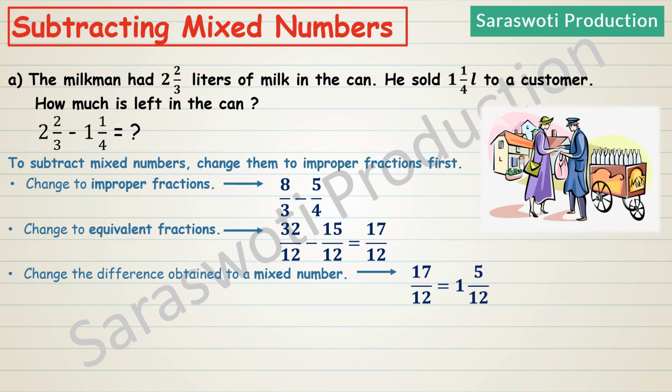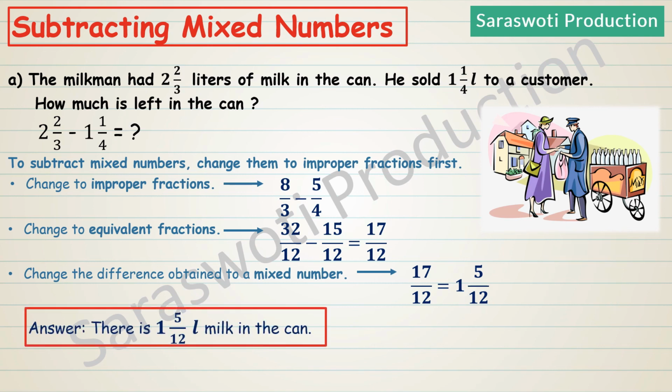How to get this? I took the number 17 and divided it by 12, and 12 ones are 12, giving me remainder 5. So giving me here the quotient 1 over here, the remainder 5 over here, and the divisor 12 over here, and thus you have got the answer. So therefore there is 1 5 over 12 liters of milk in the can, and that's the answer. Because this is a word problem, we have to show at the end the answer in words, answering the question given to us.